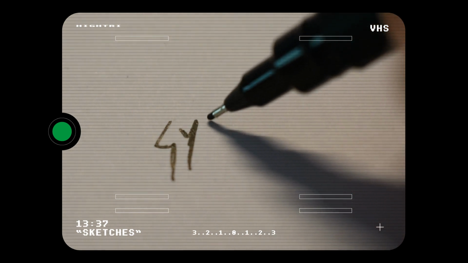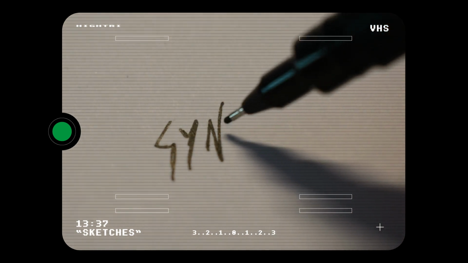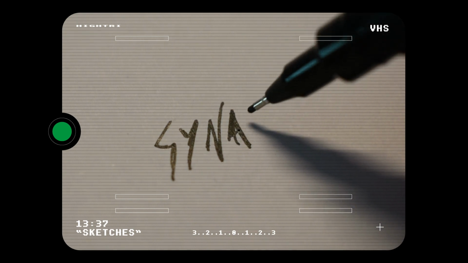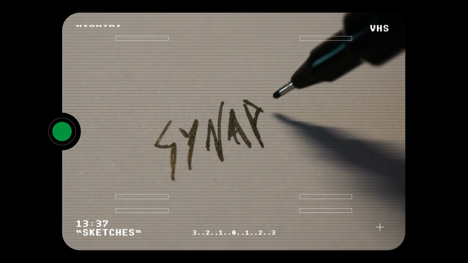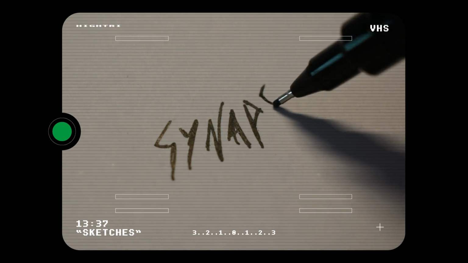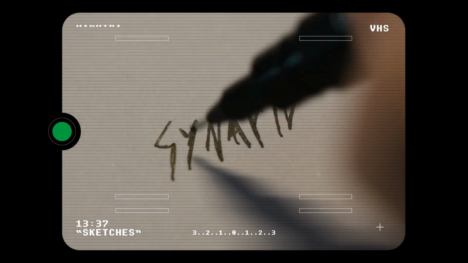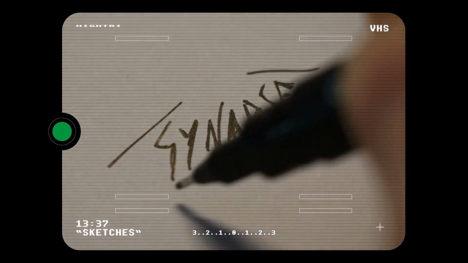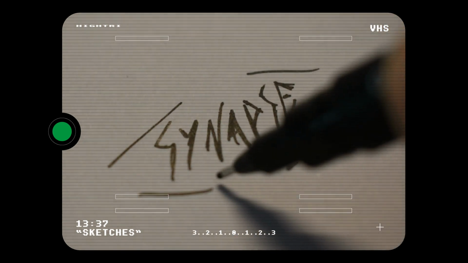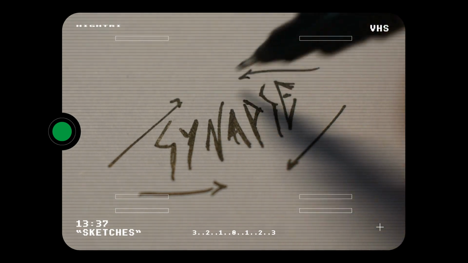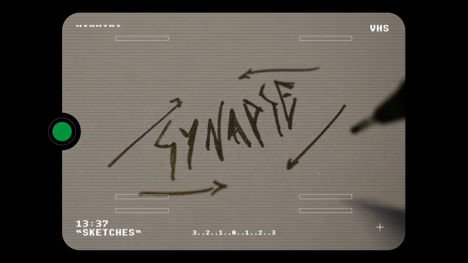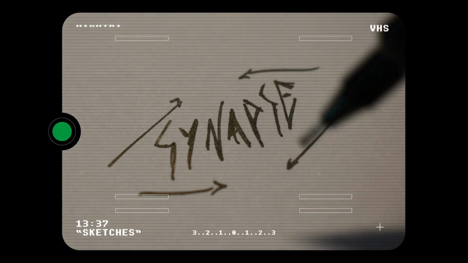So the word I went with for this design was the word synapse, and this uses some nice lines that combine next to each other. So the Y stem meets well with the N, and the A meets well with the N as well. So I'm looking at as well the shape of where the form is going to go, so how this shape is going to fit into an overall form.